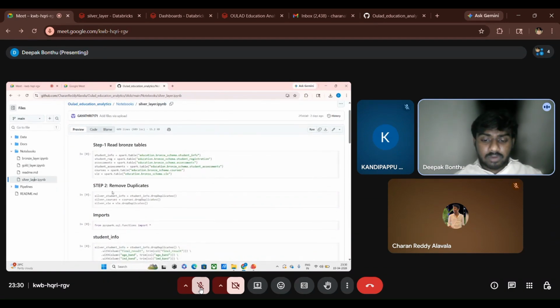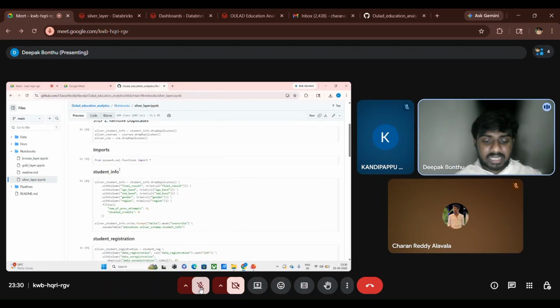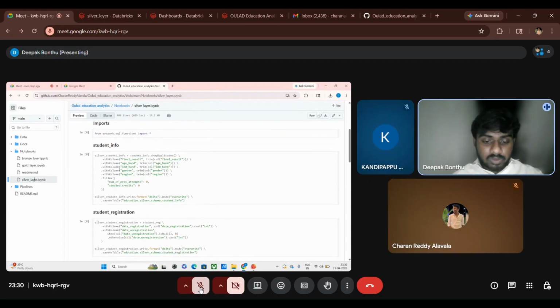In the silver layer, we performed the data cleaning and transformation. We removed the null values and duplicates, standardized column formats, and joined multiple datasets. For example, students with courses, assessments with performance, and VLE data for engagement tracking. This step is important because raw data is not directly usable. This layer converts raw data into a structured and usable format.